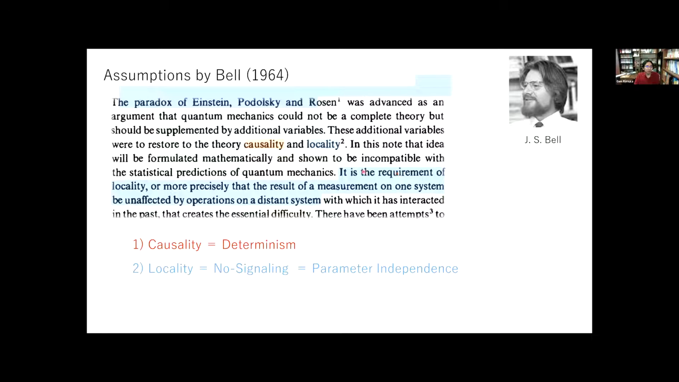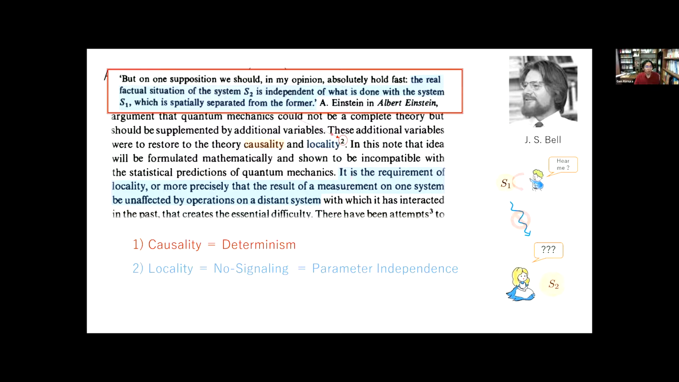Let me read aloud the relevant passage from his paper. It is the requirement of locality, or more precisely, that the result of measurement on one system be unaffected by operations on a distant system. And he also refers here to Einstein's words, which say the real factual situation of the system S2 is independent of what is done with the system S1, which is spatially separated from the former. But on the other hand, the assumption of free choice or measurement independence was not mentioned in the original paper and was just implicitly assumed.